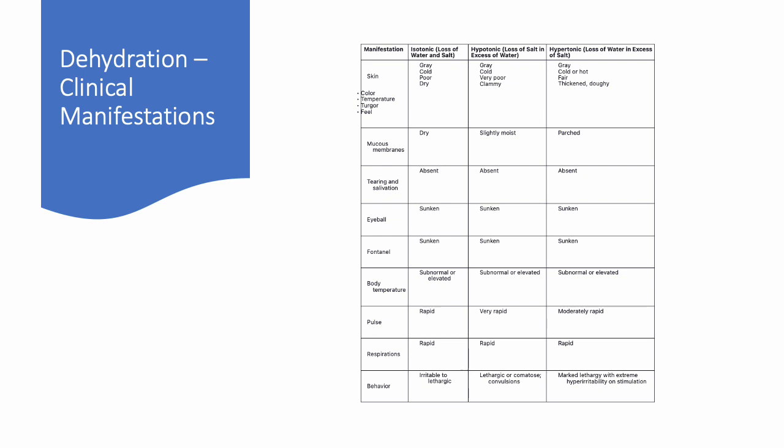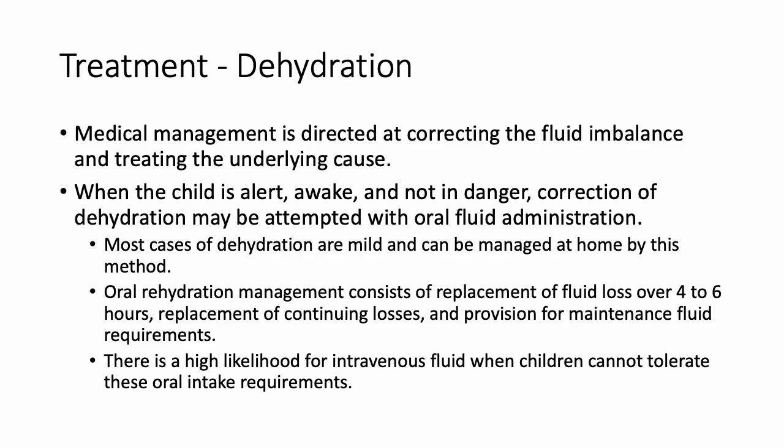And again, same with this table. Based on your findings, you can get an idea of what type of dehydration they have. Just like with all of the other conditions that we've talked about so far, the management of this condition is focused on finding the cause and correcting it, as well as correcting the fluid balance. If a child is alert, we will always start with oral rehydration fluids, such as Gatorade or Pedialyte.